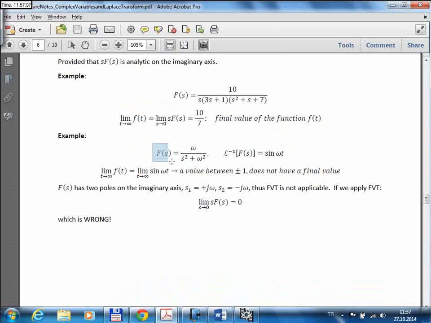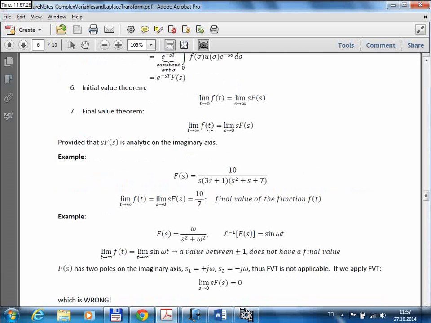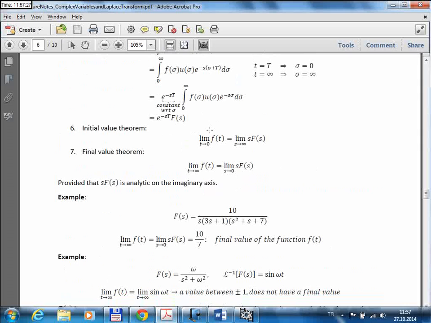If you look at this function, you know that there are 2 points where it is not analytic, and those 2 points are on the imaginary axis, right? The singular points of this function are minus j omega and plus j omega, which are both on the imaginary axis. So that's why the final value theorem cannot be used here.